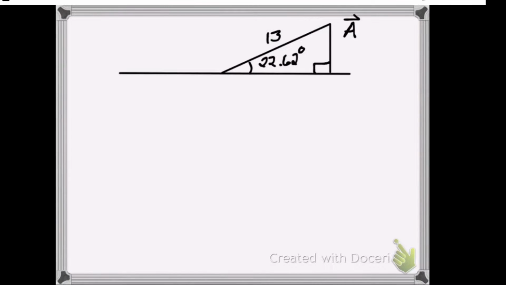And what we notice is that this makes a right triangle. As we look at this right triangle, this side over here is the opposite side, or in other words, it's directly opposite the angle 22.62 degrees. And the side down here at the bottom is the adjacent side because it's right next to the angle, 22.62 degrees. And so now we're going to use SOHCAHTOA.